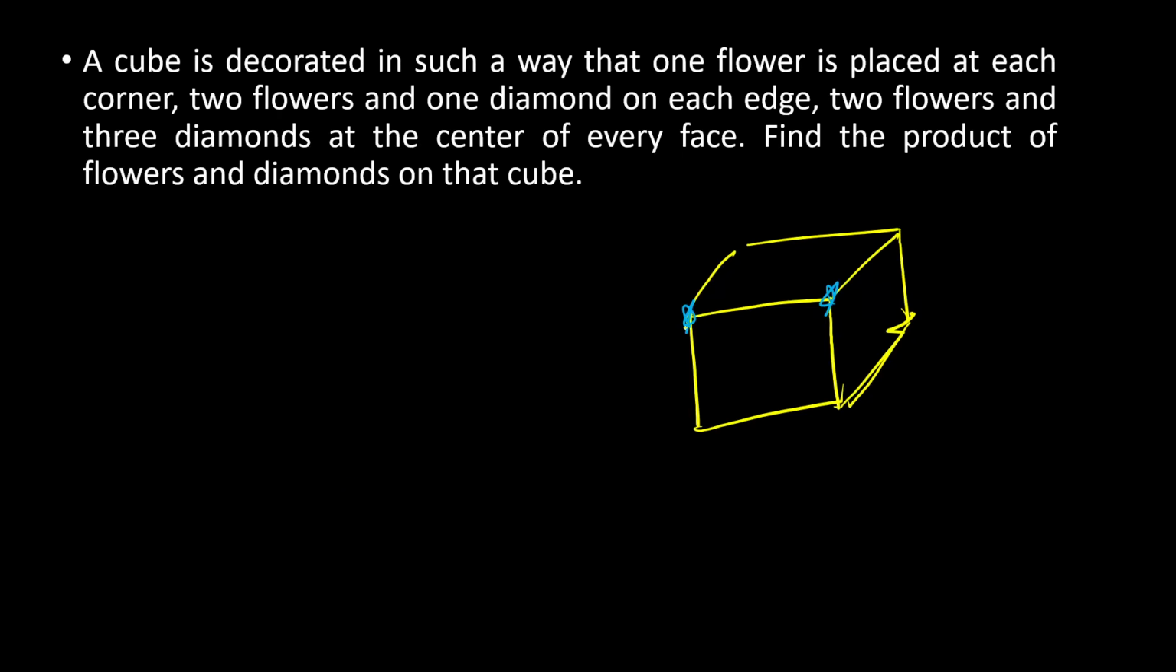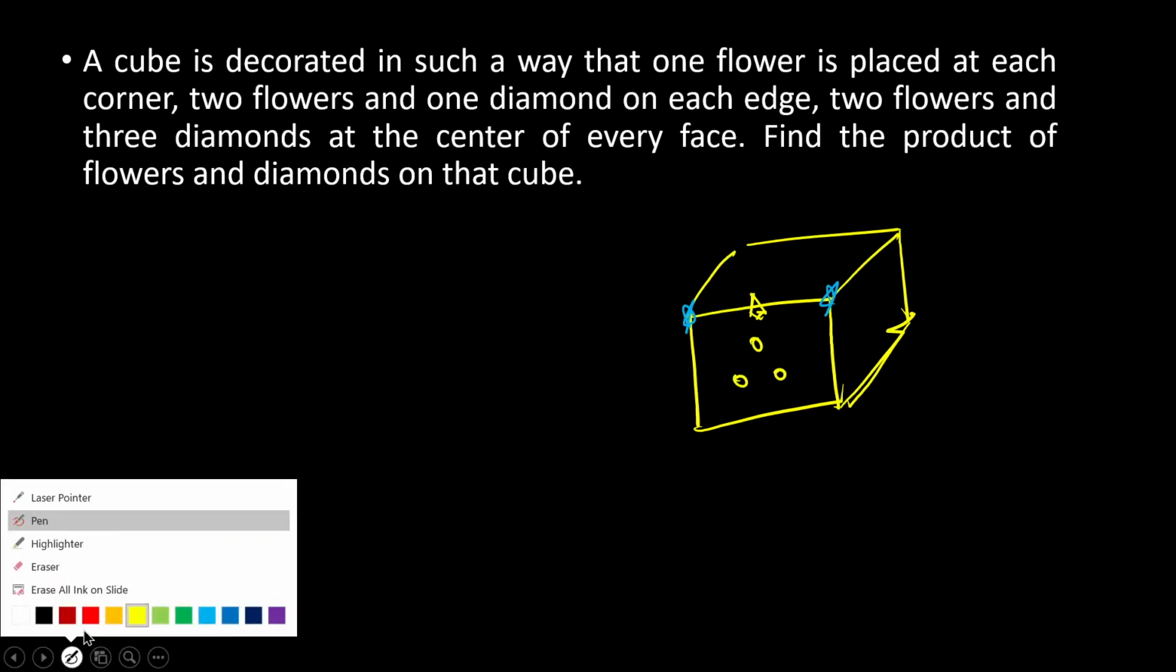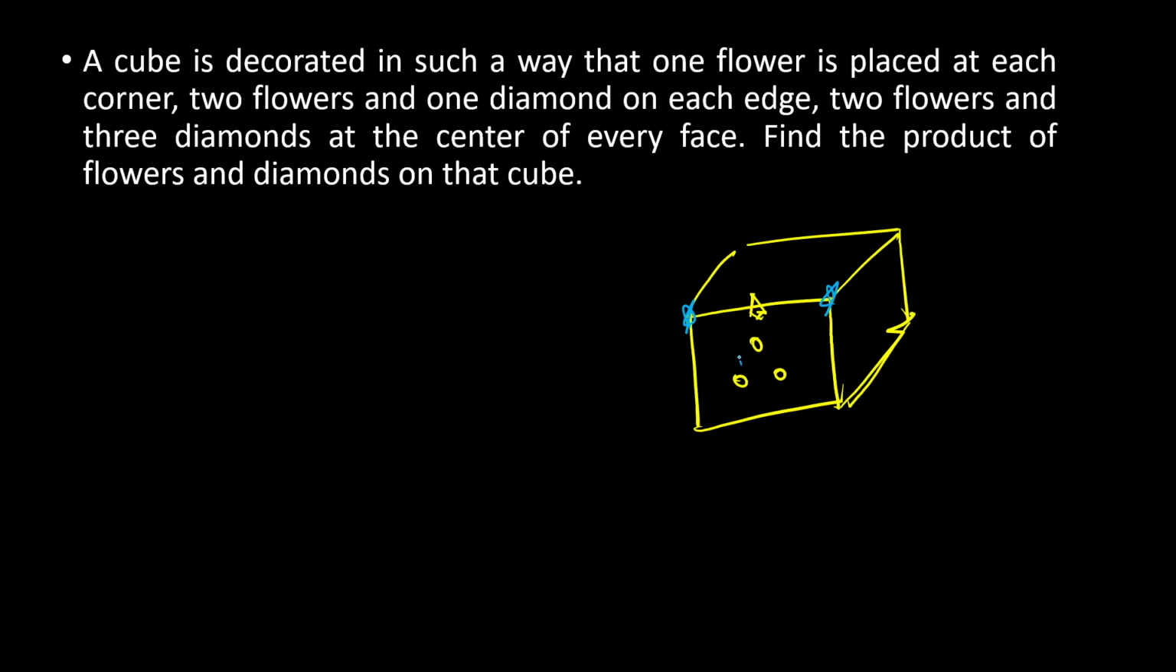2 flowers and 1 diamond on each edge. So let it be the diamond now. 2 flowers and 1 diamond on each edge, 2 flowers and 3 diamonds at the center of every face. 3 diamonds, and along with this 2 flowers, at the center of every face. Find the product of flowers and diamonds on the cube.